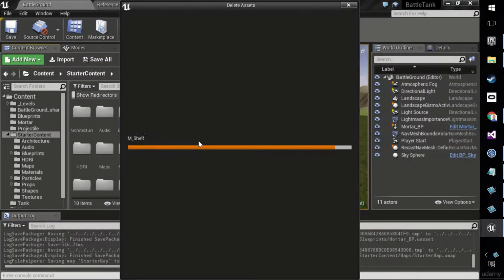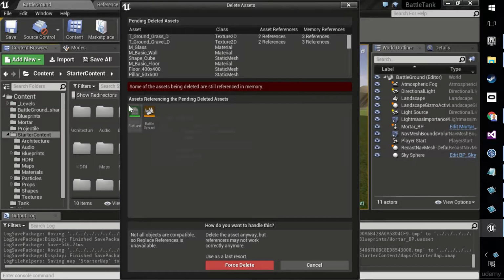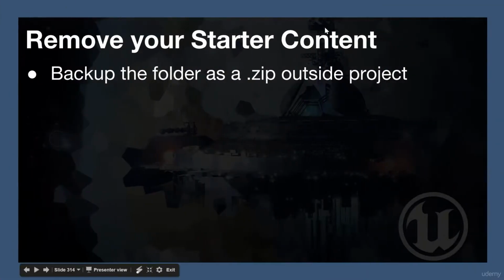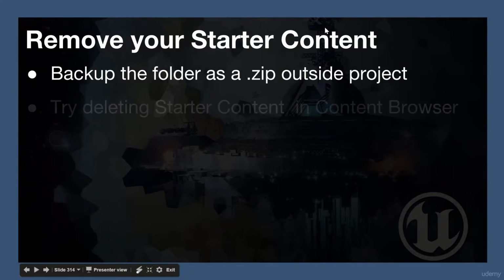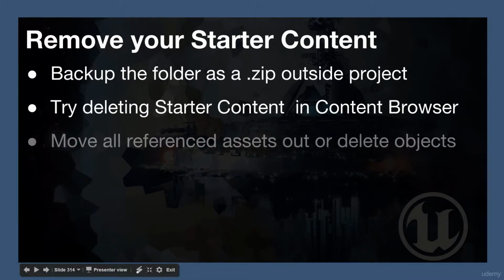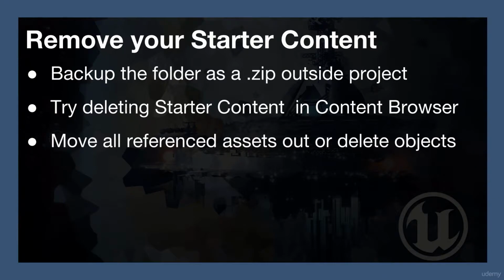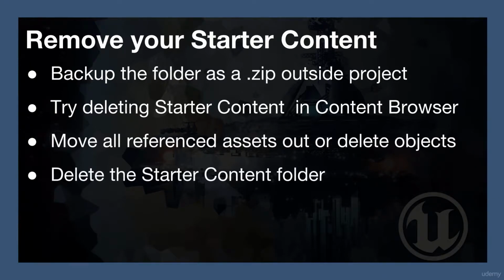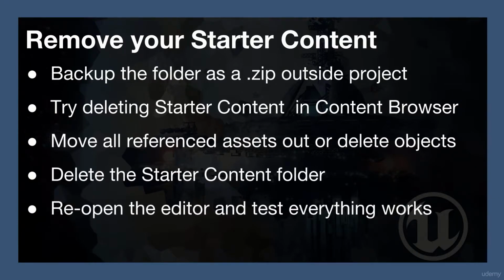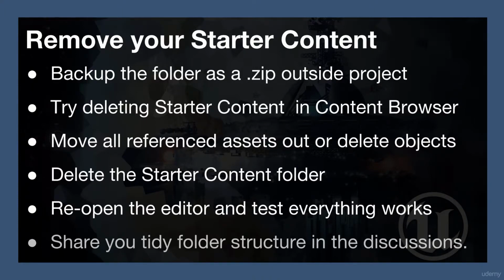Now we're going to do a search again, and we should only have two assets that depend on anything, and they're those two, and it's the grass and gravel, and anything that the grass and gravel require that we need to move out now. And guess what? Who's going to do that? You are. So make sure you've backed up your folder as a zip file. Try deleting your starter content, move all referenced assets out or delete relevant objects, and then eventually delete the starter content folder. Close and reopen the editor and test everything works. And then when you've done that, share your nice new tidy folder structure as an image or some other how in our discussions over on the community site. And I'll see you in a minute.